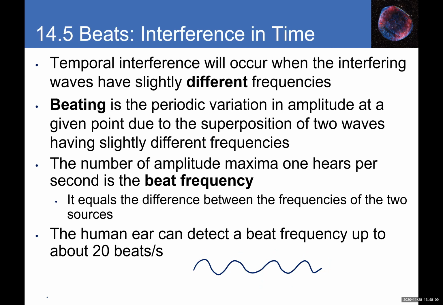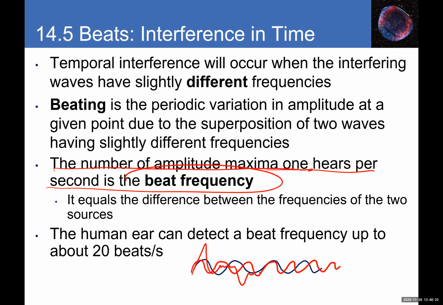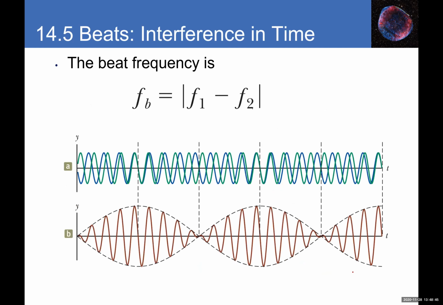But let's say the second wavelength is slightly different, like this. That means its wavelength is slightly less. In that case, it has a slightly different frequency. So the number of amplitude maxima per second is the beat frequency, because at some point I'm going to get maximum, then minimum, and then maximum, and things like that. Okay, so the beat frequency is equal to the difference between the frequencies of the two sources. And the human ear can detect the beat frequency up to about 20 beats per second. Okay, so basically something like this.